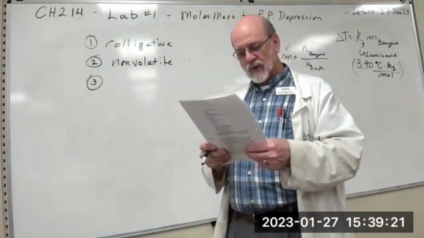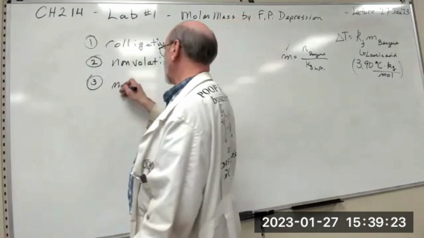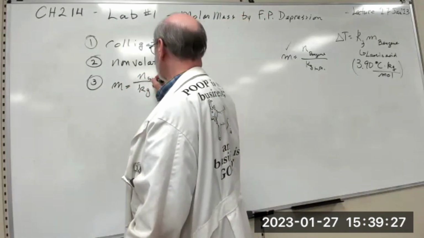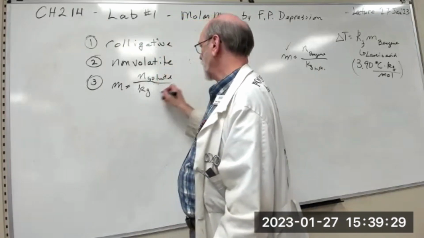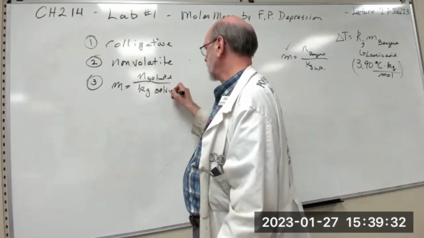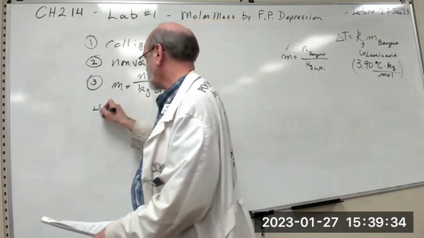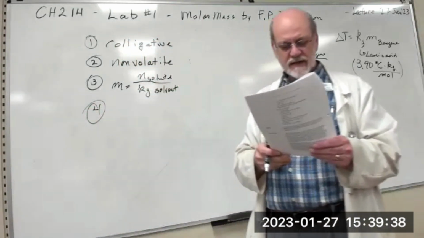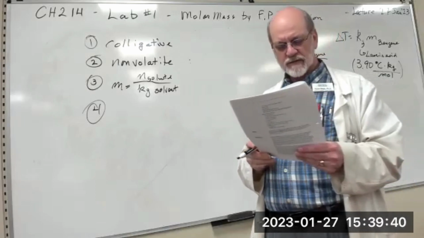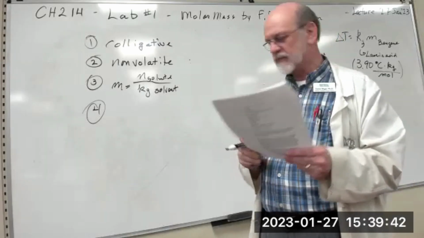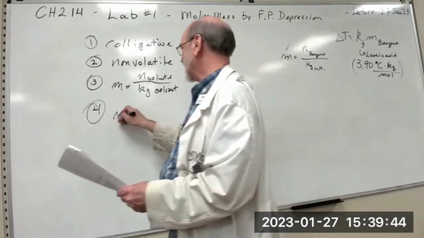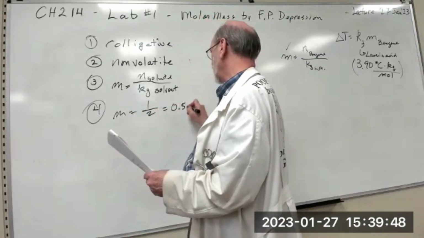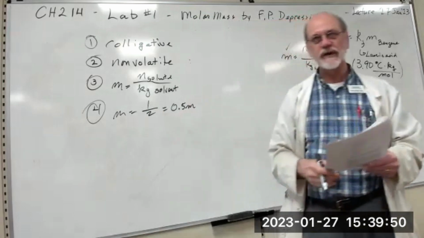What's the definition of molality? Well, molality is moles of solute per kilogram of solvent. Okay. What's the molality of a solution that contains 1 mole of non-volatile solute dissolved in 2 kilograms of solution? Okay. So that's 1 divided by 2 is 0.5 molal. Correct?